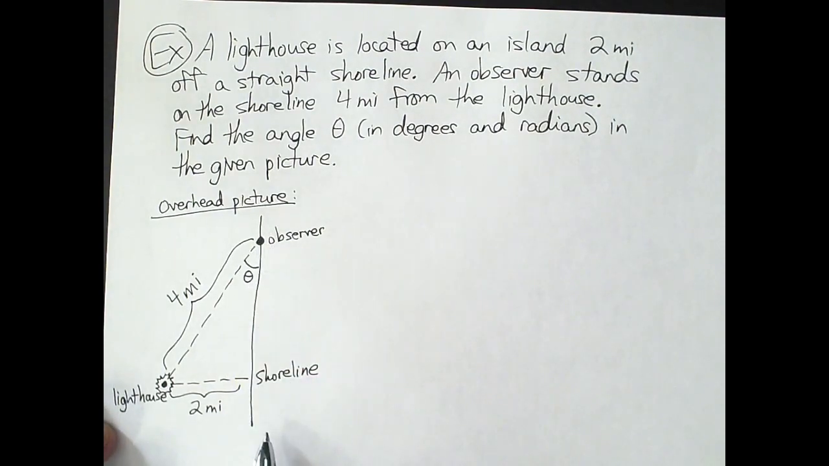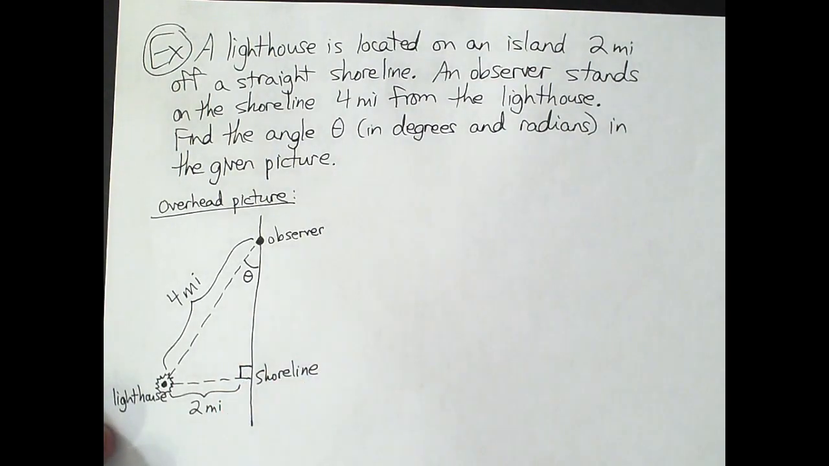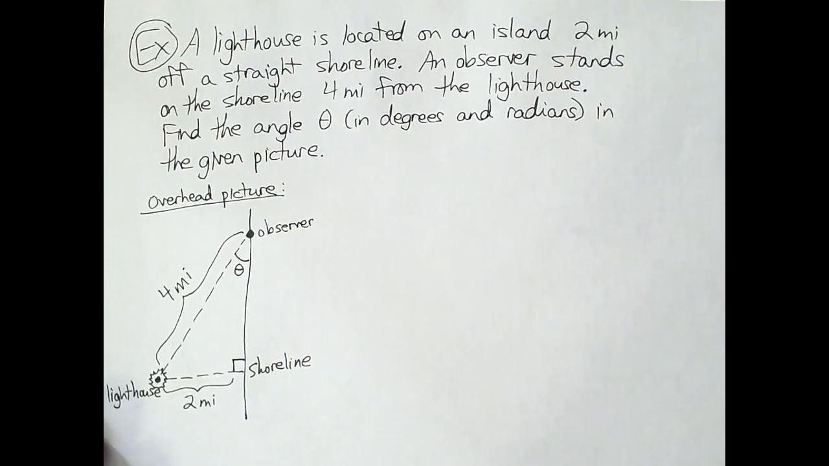One more thing. The shoreline is said to be straight. The lighthouse is 2 miles from the straight shoreline. That means this forms a right angle. Okay? So now that you have all of that, I'd like you to pause the video and give this a try.